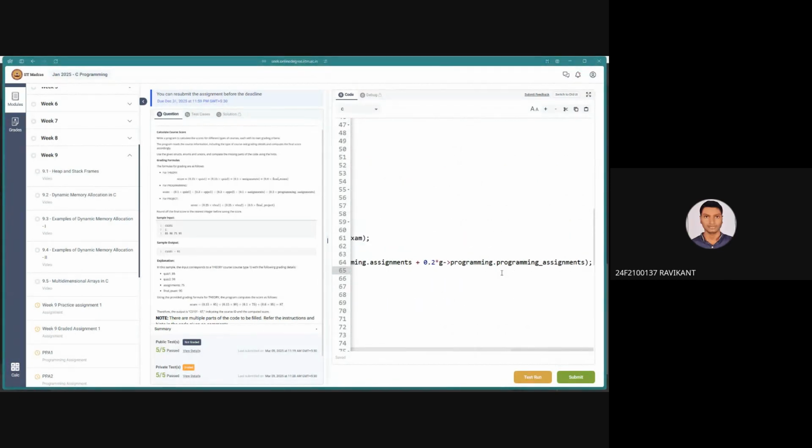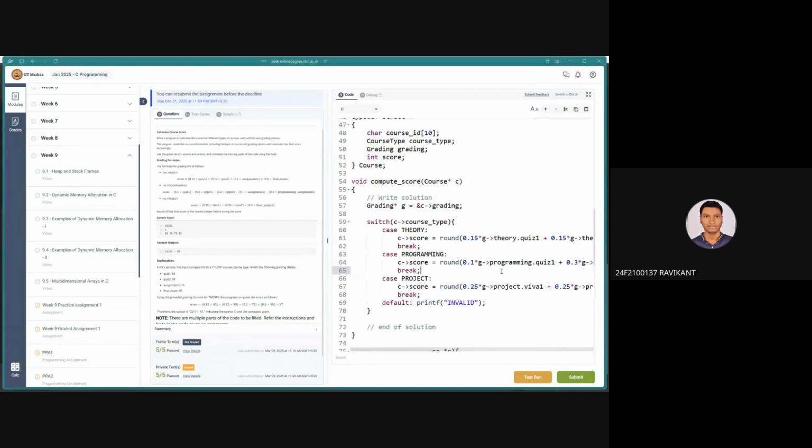Bhaiya, can you put the code in the chat box? I'll just put this one in the chat. Yes, yes.